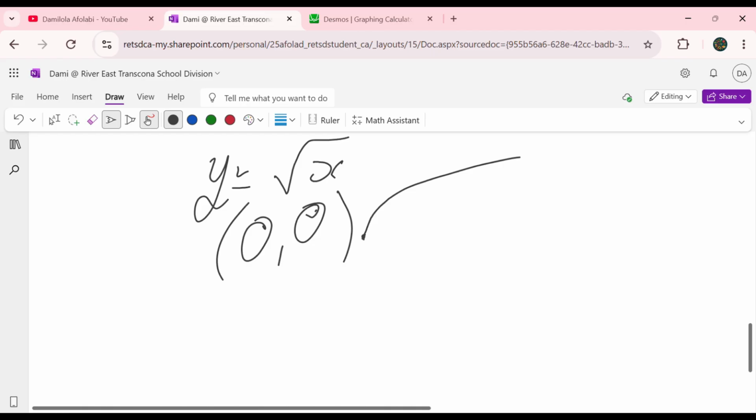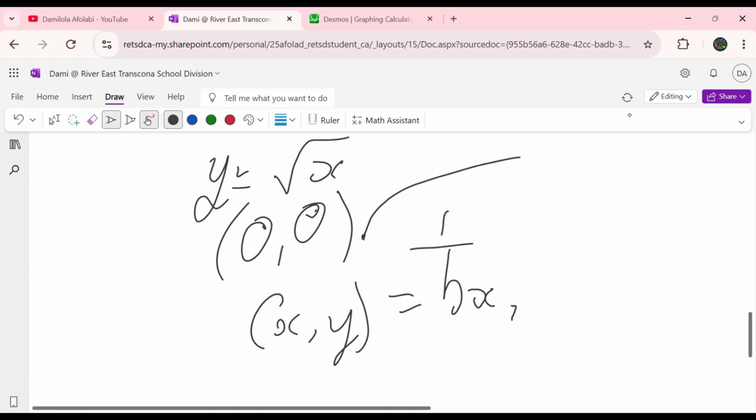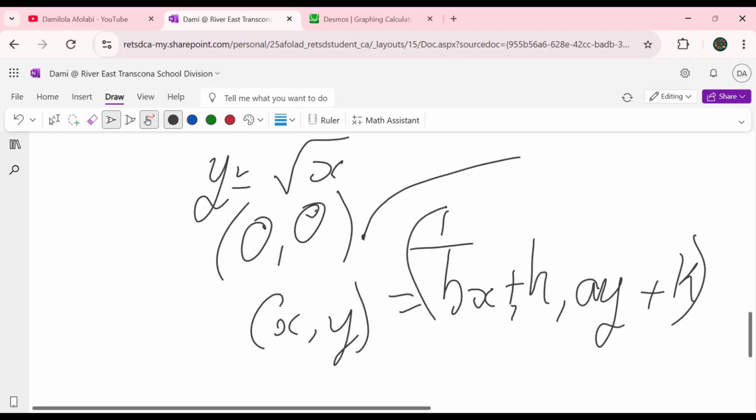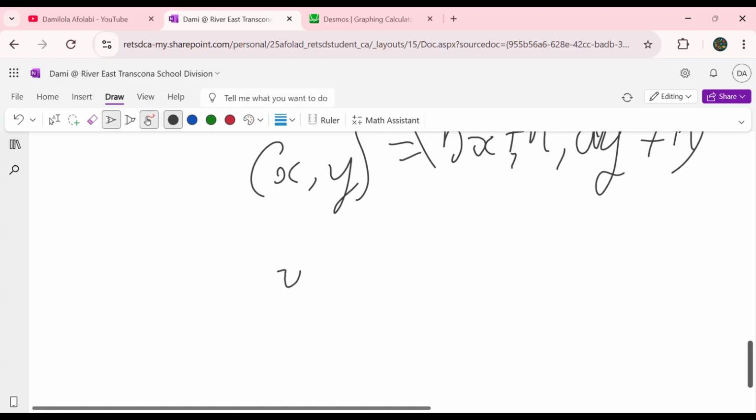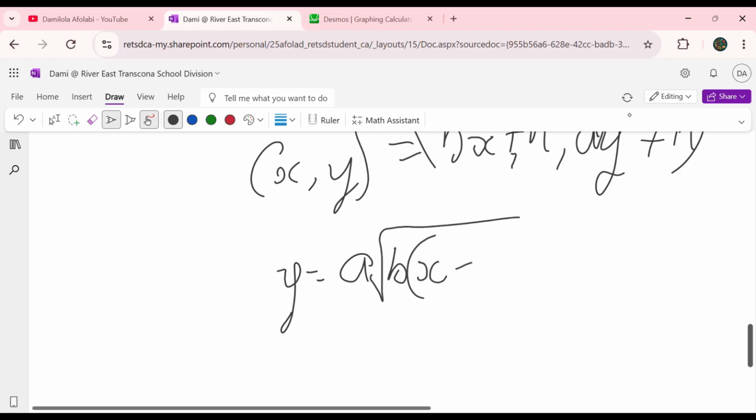Remember the mapping notation we learned when we first did transformations? (x, y) goes to (x/b + h, ay + k), when y is, in this case, a times the square root of b(x − h) plus k, where h controls the horizontal shift, k controls the vertical shift, a controls the vertical stretch or compression and the reflection over the x-axis, and b controls the horizontal stretch or compression and the reflection over the y-axis.